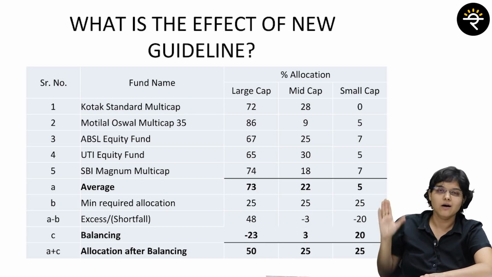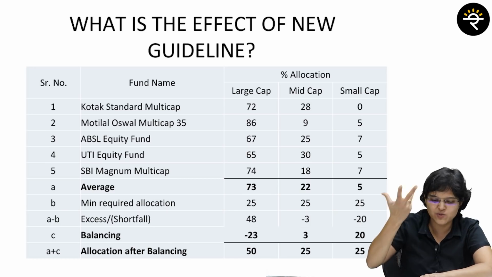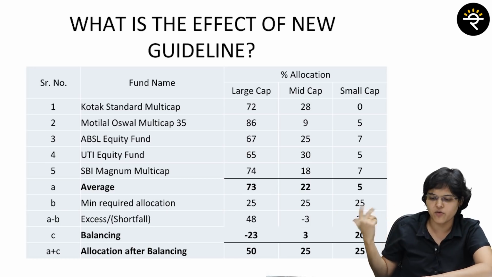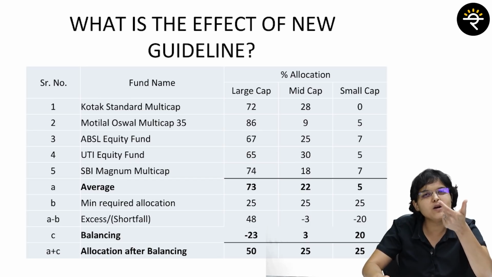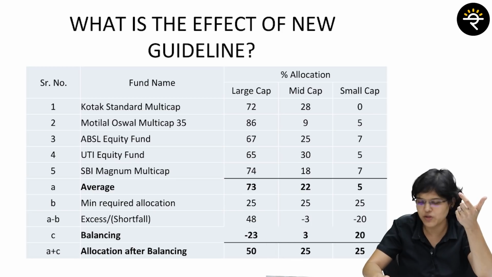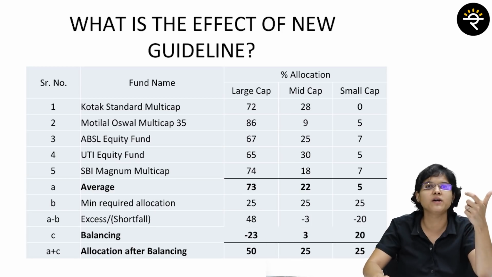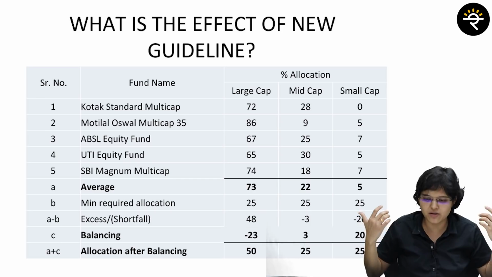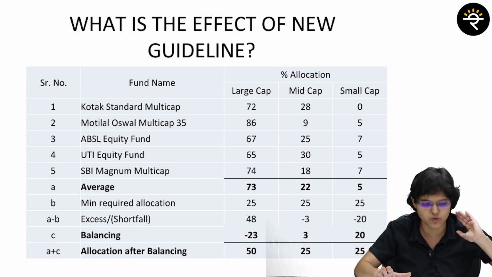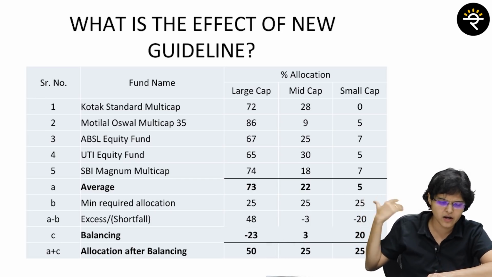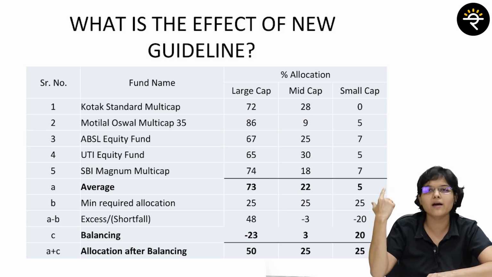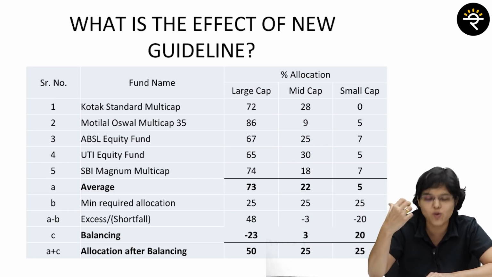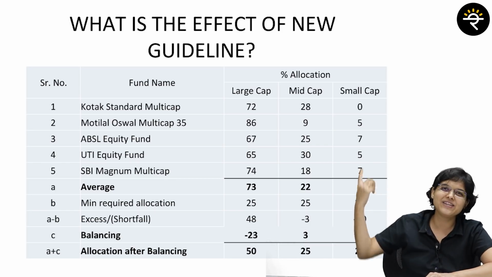So again understand, right now Motilal Oswal has 86% in large cap, 9% in mid cap, 5% in small cap. Guys, I hope you are understanding this: is this a multi-cap fund in the truest spirit? No, this is not a multi-cap fund in the truest spirit. There is no equal distribution. It's a completely unbalanced distribution, right? Even if I talk about Aditya Birla, UTI, SBI, it's almost the same. So what we have done is that we have just tried to take an average of these top 5 funds.